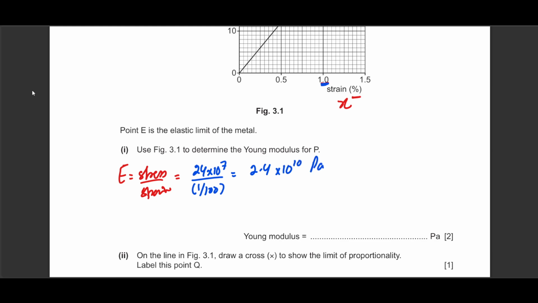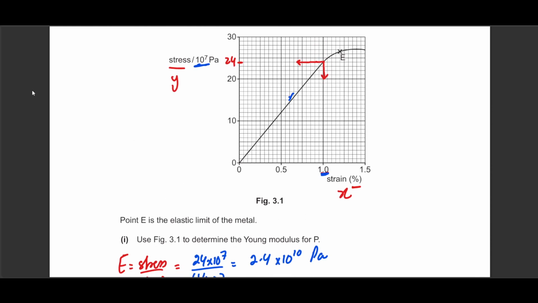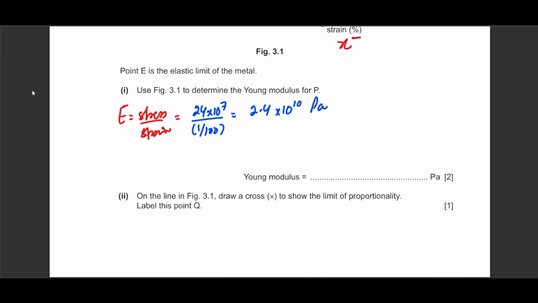10 pascals. You could have done this at any other coordinate as well, but I prefer to choose the coordinates that are exactly passing through the point. It's easy to read them. So this will be 2.4 into 10 raised to power 10 pascals.